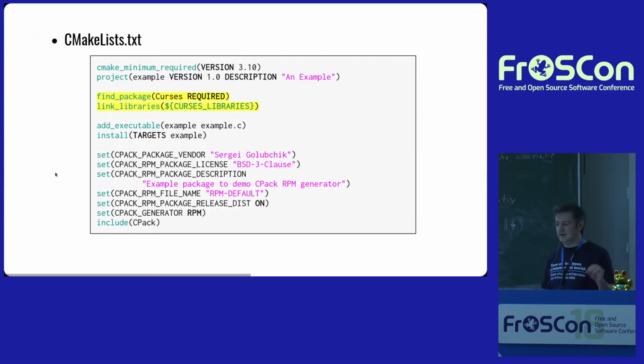Now let's see how dependencies are picked up. Here I'm adding a dependency on the curses libraries. So CMake will detect where the curses libraries are, and then I'll link with curses. Hope everything is clear here. If not, ask me.